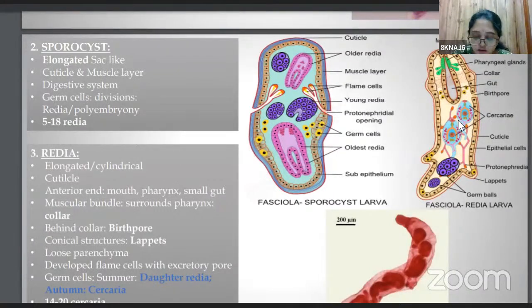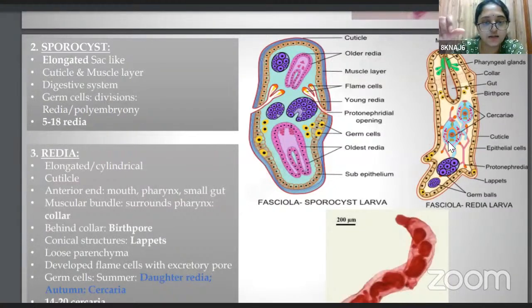And then you have a lot of unicellular pharyngeal glands that open into the pharynx. Protonephridia further divide so that you have a branched excretory system. So there is a common excretory duct near the lappet, and the cavity of the larva has germ balls and mesenchyme. This is a very active larva. With the help of the collar and lappets, a lot of muscular contractions occur.